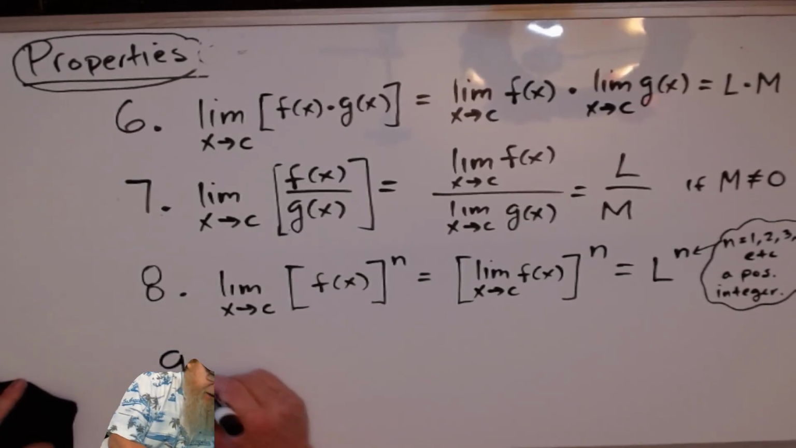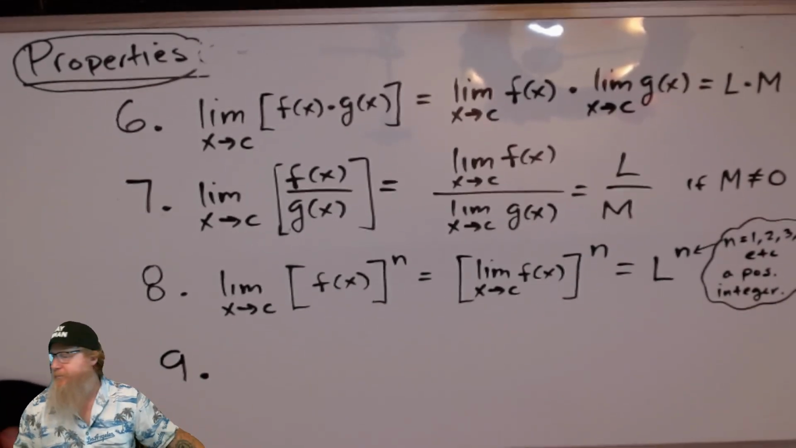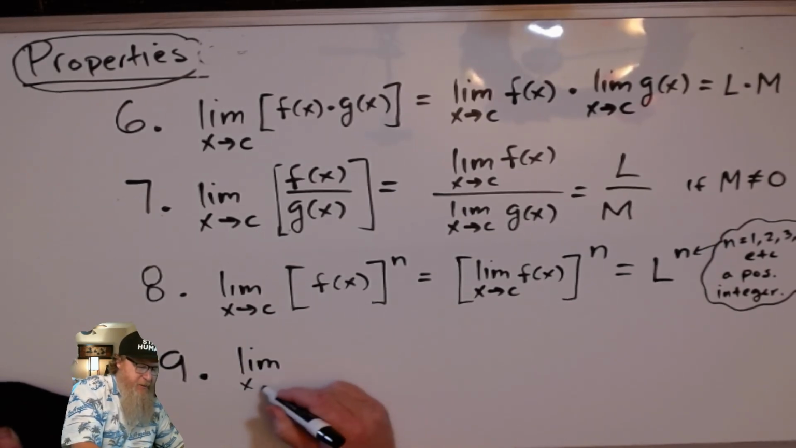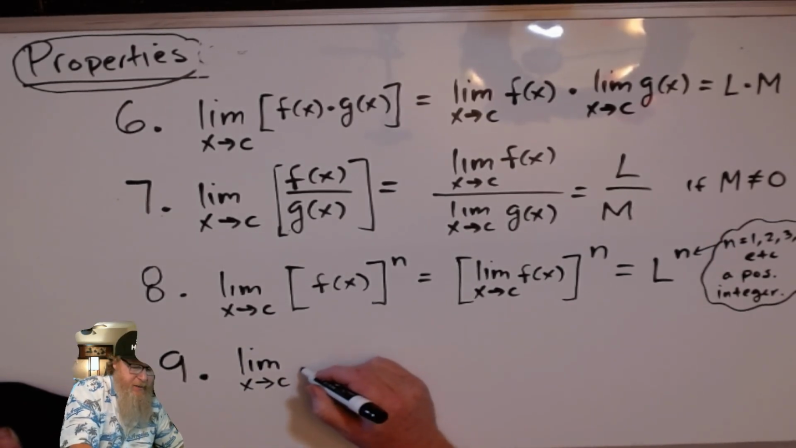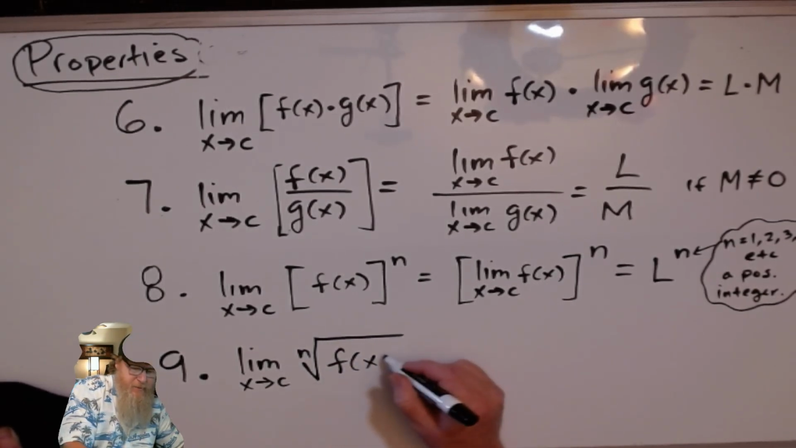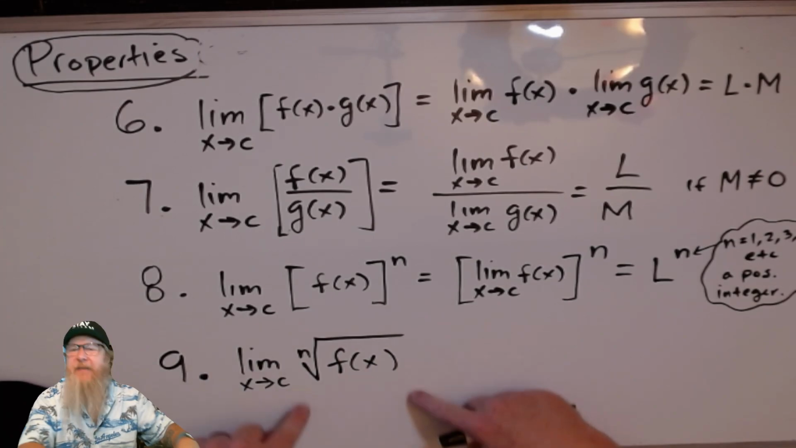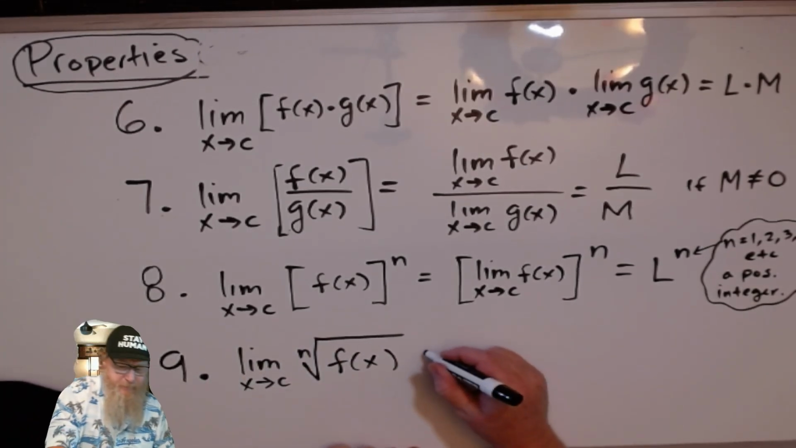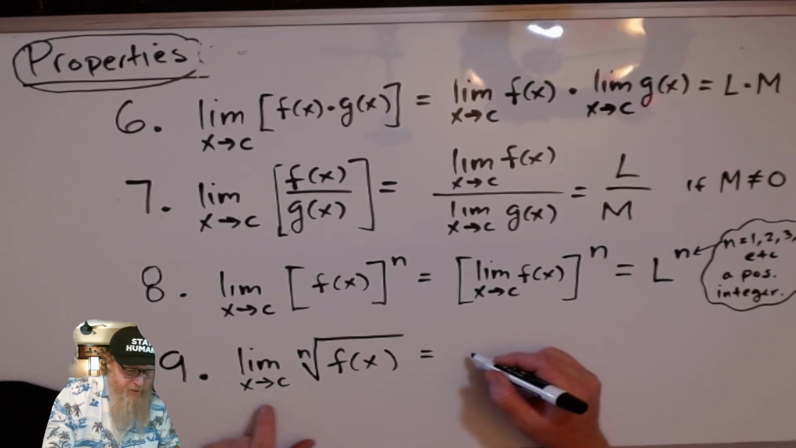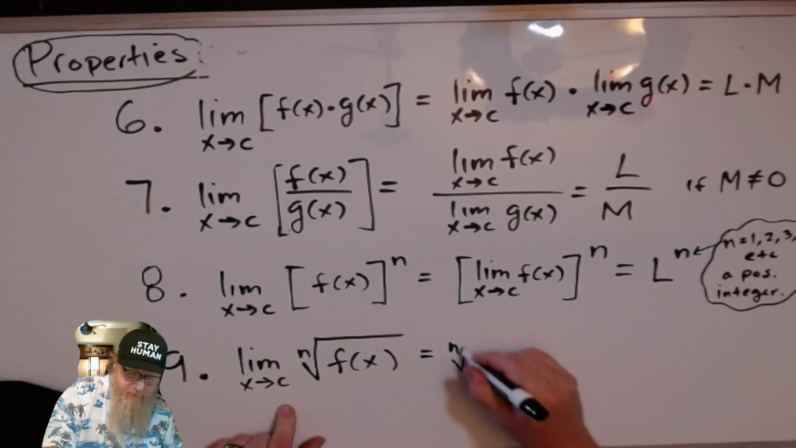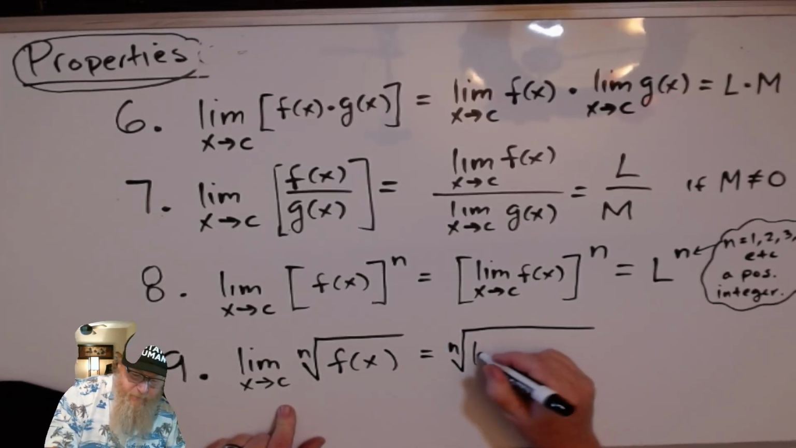And your 9th and final property is the root property. Very similar to the power property. With a root, we don't need the grouping symbol because the root is its own grouping symbol. So you can just take the limit and put it inside of the root.